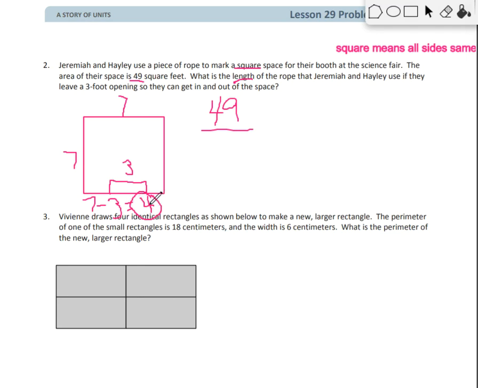It's very tempting to say, oh, the length is 4. But they didn't ask for the length of the side of the rope. They asked for the length of the whole rope, which would be the perimeter. So we need to add these up and find what it is. I'm going to count by 7s, and then I'm going to add 4 on. 7, 14, 21, 25. So the perimeter of their shape is 25 because they made this little hole in it. Perimeter is 25 feet.